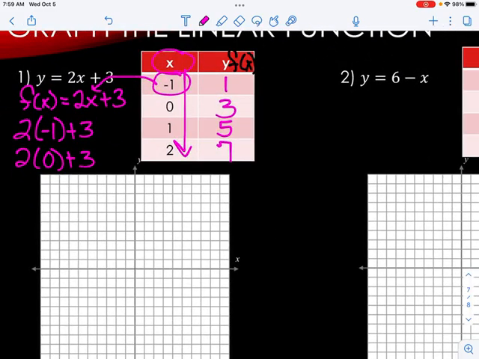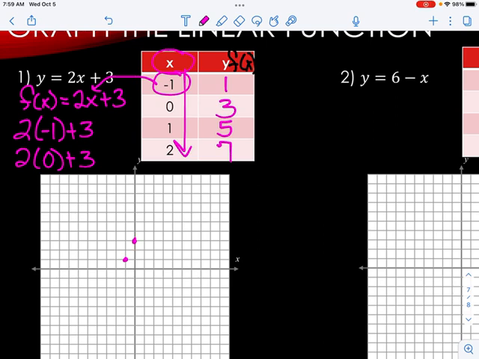Remember, the x value is the horizontal left-right movement. The y value is the up or down movement. So when my first one says negative 1, 1, that means I'm going to start at the origin, at the center of the graph. I'm going to move left 1, up 1, and I'm going to put my point. My second one is 0, 3. So I'm not going to move left or right any. I'm just going to move up 3.